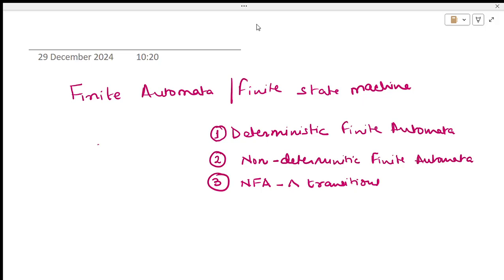Hello everyone. Here we have the concept of finite automata or finite state machine. We all know what is automata. Anything which is self-driving or self-acting is called an automata.